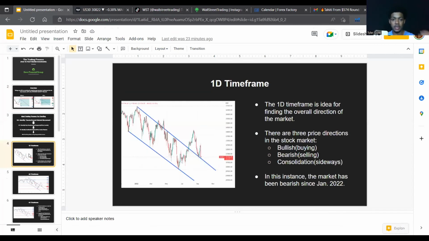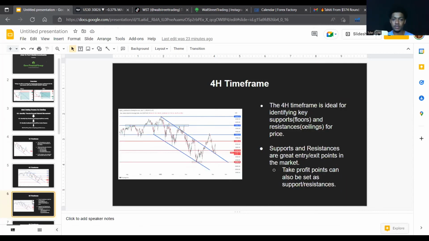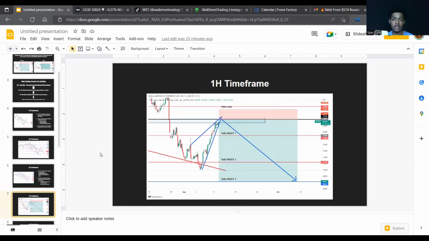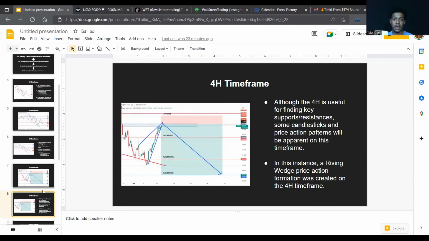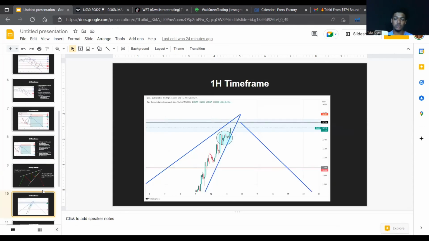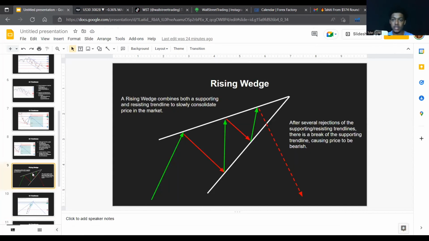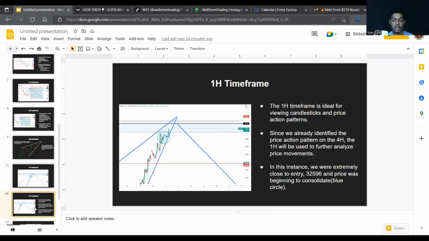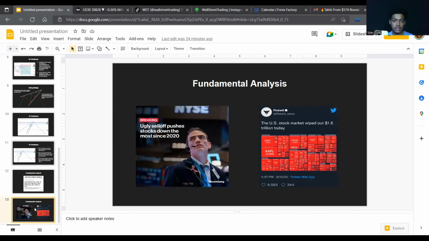Basically, as you can tell, I combined everything from the trend lines on the 1 day to the supports and resistances on the 4 hour, and then my price action pattern on the 4 hour and 1 hour. And yeah, guys, that's basically the step by step of how you find trades, especially with charting in the stock market. A rising wedge is only one of the several price action patterns that work. I also like the head and shoulders. That's another good one.